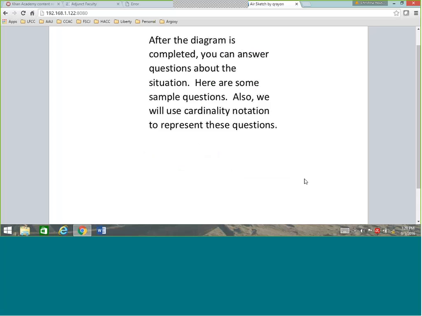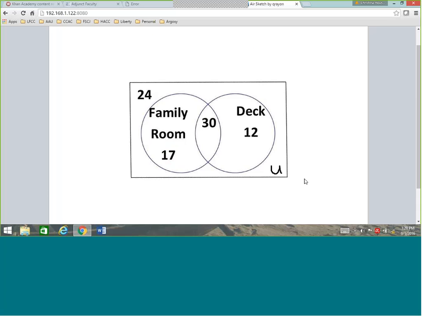Also, I'd like to talk about the cardinality notation. When we talk about the cardinality of a section or of a region, it's basically the number of items in that region. So if I talk about the cardinality of this section right here, the cardinality would be 17, okay? If I talk about the cardinality of the deck circle, that would be 42. So really it's just adding up the numbers. It wants to know how many houses are in each of those regions. That's cardinality. So it's just another word basically describing what we're doing, okay?